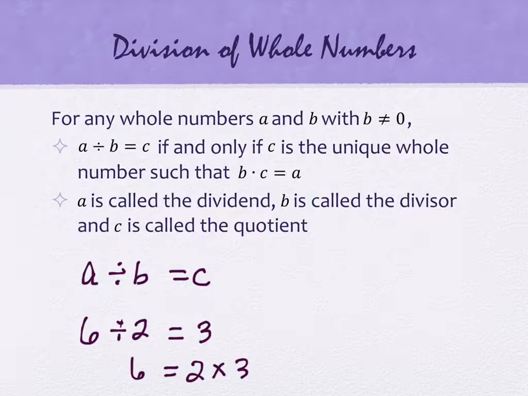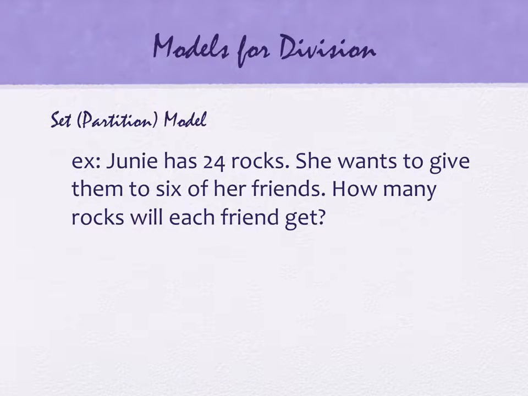Okay, we have 4 models for division. One of them is a variation of the other one, and so your book doesn't identify them as being separate, but I want to show you the 2 variations. The first one is a set partition model. And this is Junie. She has 24 rocks, and she wants to give them to 6 of her friends. How many rocks will each friend get?